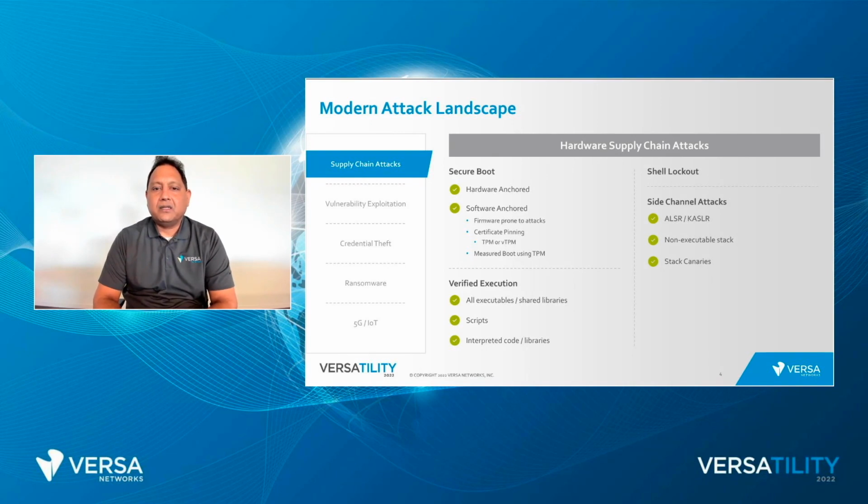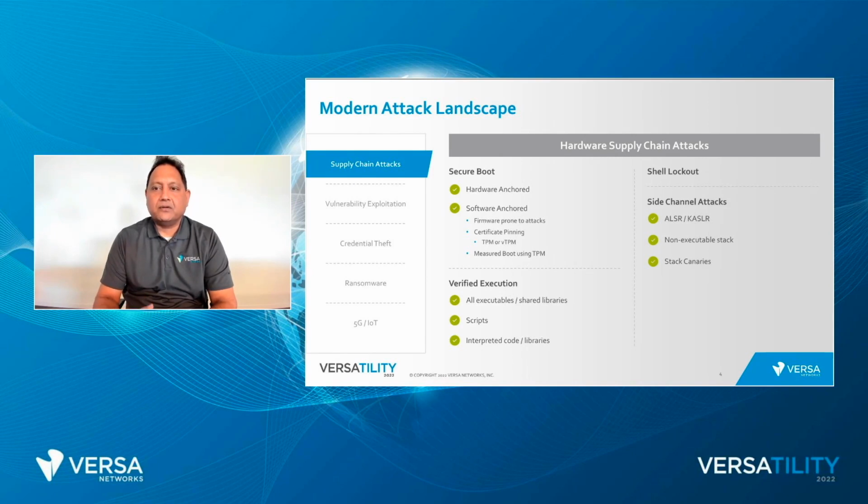So that's where we can consider what's called verified execution, where we build a custom kernel within that operating system, where if any executable is about to be executed on that particular system, the kernel would intercept that call, and then it would try to verify whether that executable can be trusted or not.